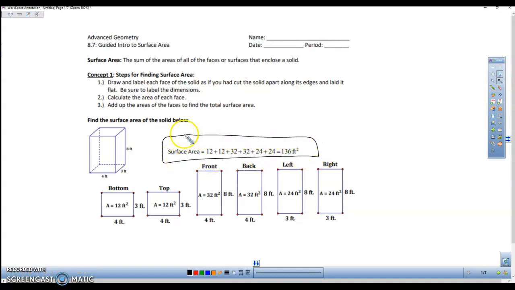By adding up all 6 of those surfaces, you get the 12, the 12, the 32, the 32, the 24, the 24. All of those surfaces together have a sum of 136 square feet. So that will be the surface area of that rectangular prism, or the box there at the left.